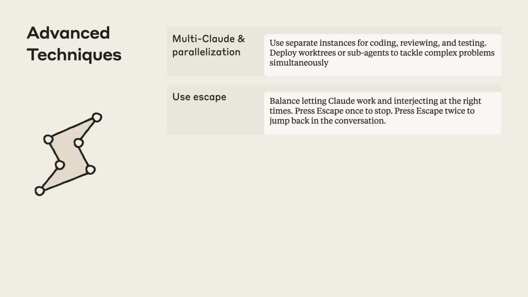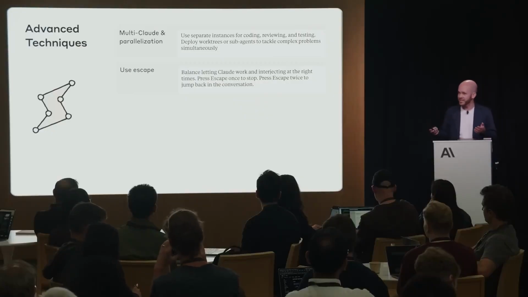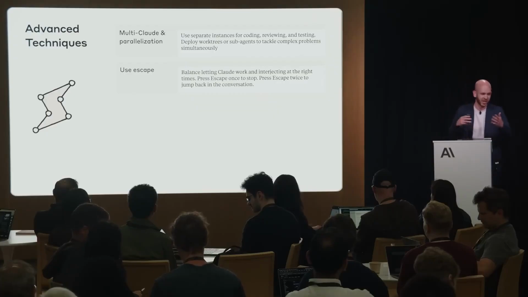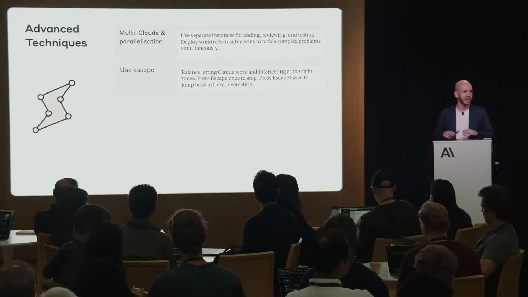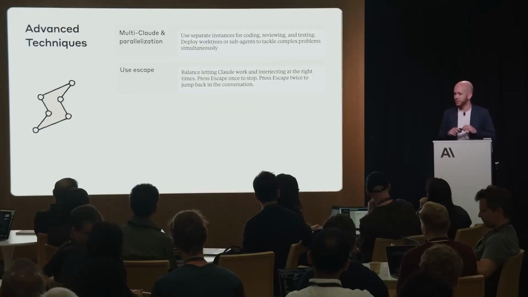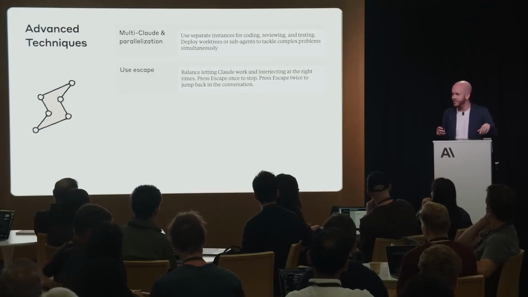Use escape. Escape is your best friend. While Claude is working, you can keep an eye on what it's up to, and you can press escape to stop it and interject and say, hey, I think you're going on the wrong path, or I want you to do something else. Knowing when the right time to press escape is versus just letting Claude figure it out is key to getting the most out of the tool. And there's a hidden feature, not too many people know about it, but if you press escape twice, you can actually jump back in your conversation. You can go back and you can kind of reset.